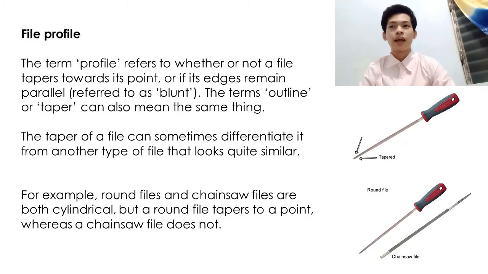Next is the file profile. The term profile refers to whether or not a file tapers towards its point, or its edges remain parallel. The terms outline or taper can also mean the same thing. The taper of a file can sometimes differentiate it from another type of file that looks quite similar. For example, round files and chainsaw files are both cylindrical, but a round file tapers to a point, whereas a chainsaw file does not.